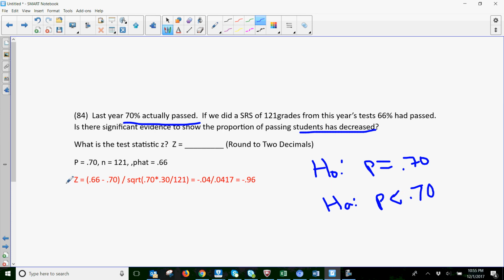So the first thing we have to do is interpret that the 70% is actually our p. N is 121. And this year it says 66 had passed. So that's our p hat.